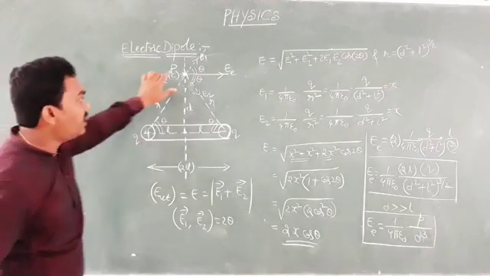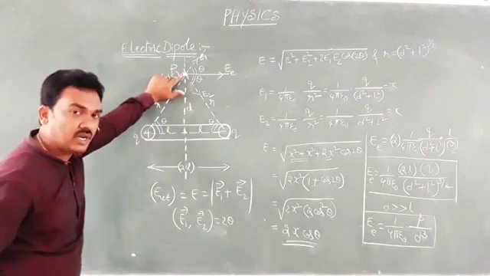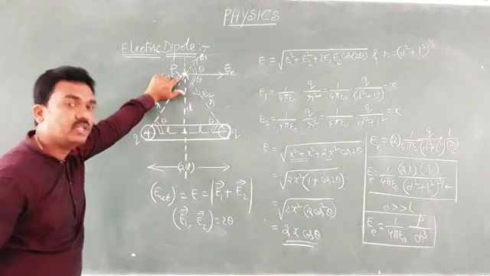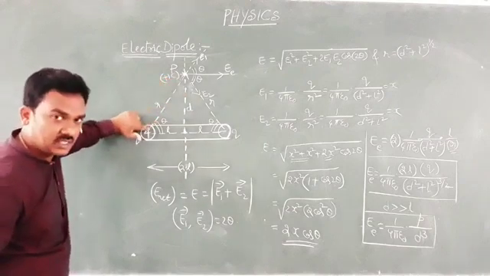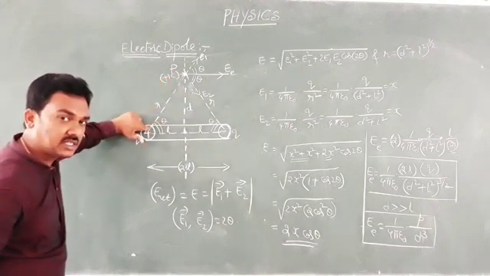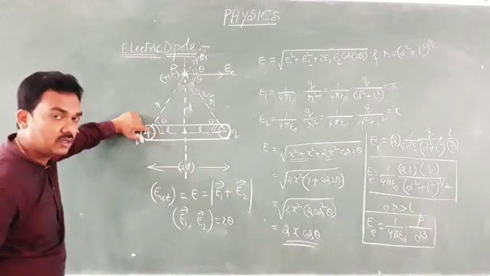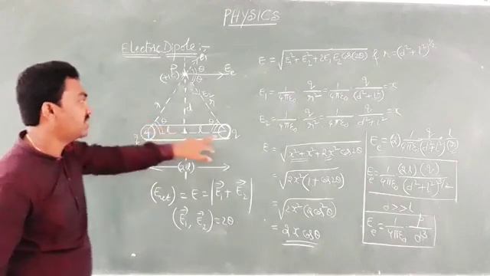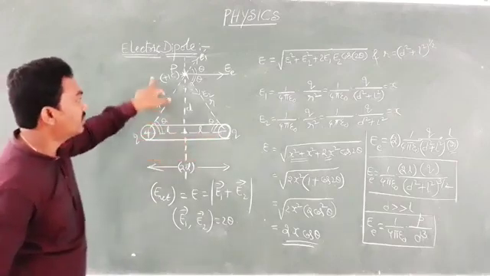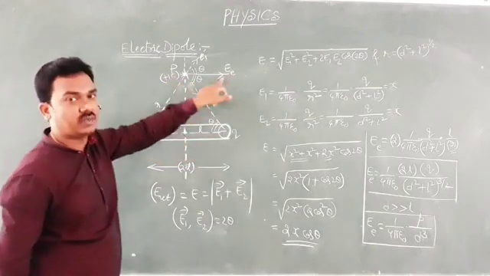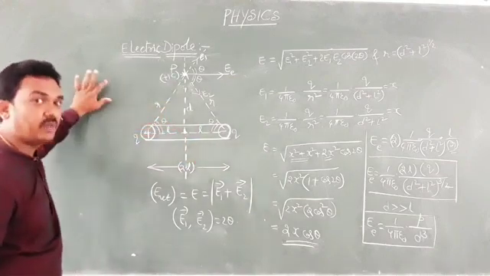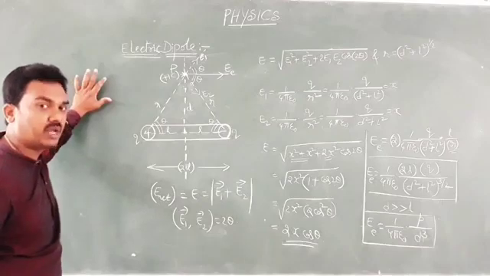Now, if any point you have taken is on the equatorial line of an electric dipole, the field intensity at that point will be parallel to the axis, but opposite to the dipole moment. Dipole moment is directed from negative to positive, but the field is directed from positive to negative, parallel to the dipole. This means E bar and P bar are anti-parallel.